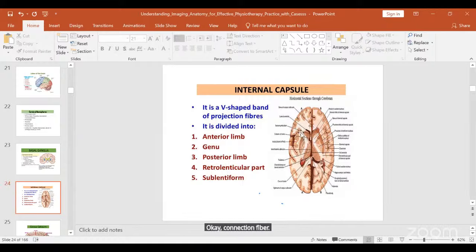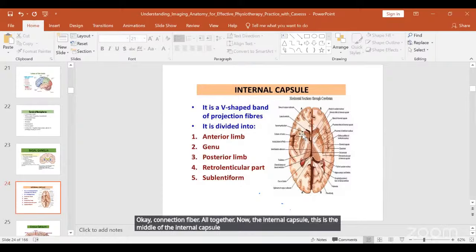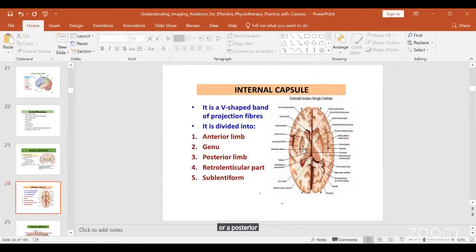Are we together? Now, this is the middle of the internal capsule. It has an anterior segment, the one that is anteriorly related, and a posterior segment, the one that is posteriorly related. Within the V pouch appearance of that internal capsule is the lenticular nucleus.